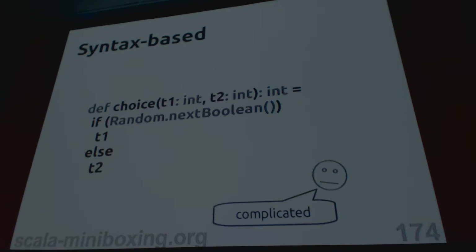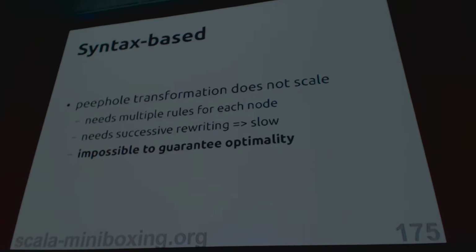But it's complicated, right? I mean, we had to go through introduce coercion, then take it out, then move it, then all that. That is usually expensive. From a compiler's point of view, traversing the tree multiple times is inefficient, right? And then there are other problems. It needs not one, but multiple rules for each node. Each term in the tree needs to have special rules for this coercion propagation. This is something we don't want. And it needs this successive rewriting, which again we hate. And finally, it's impossible to guarantee optimality.